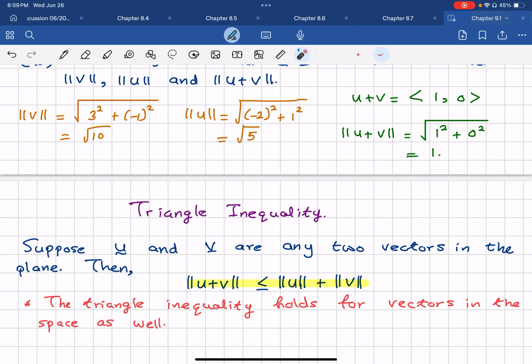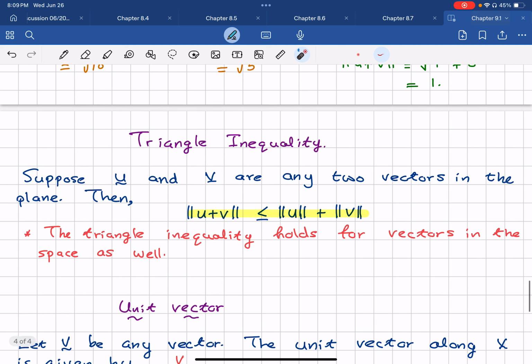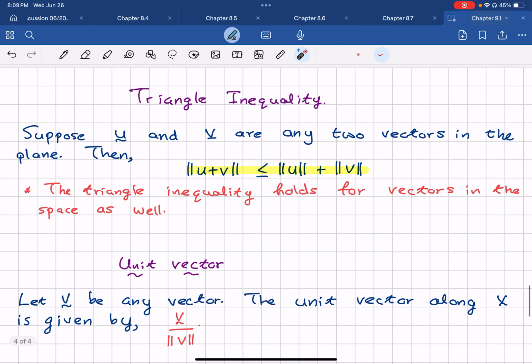Okay, it is clear from our previous example as well. If you consider the norm of u plus v, you have 1, but if you add the norm of u and norm of v, you would get something bigger than 1. Okay, alright. In general, triangle inequality is valid for three-dimensional vectors, that is, vectors in space, and also triangle inequality would hold for n-dimensional vectors as well. Okay, right.